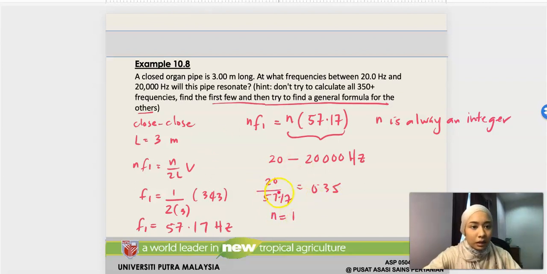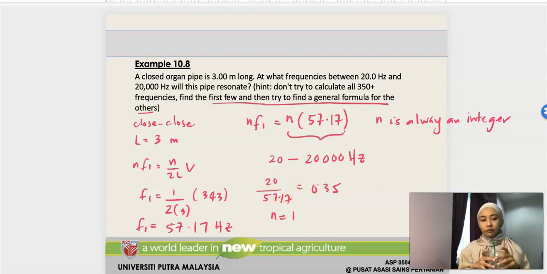So, nak ambil bateri, sekejap. Okay, I'm back. Commercial break over.